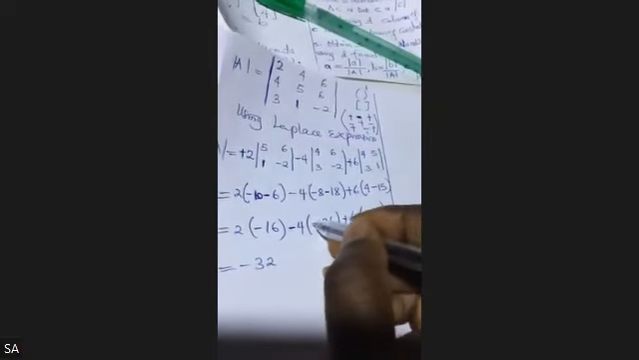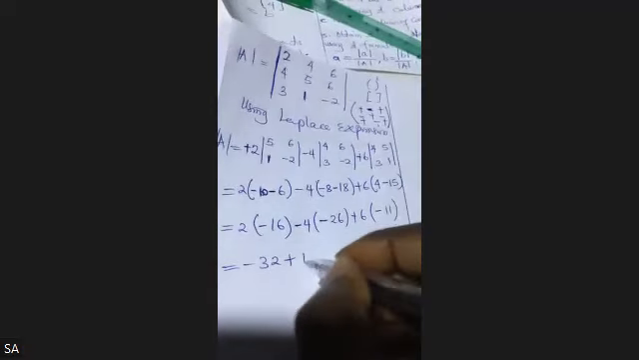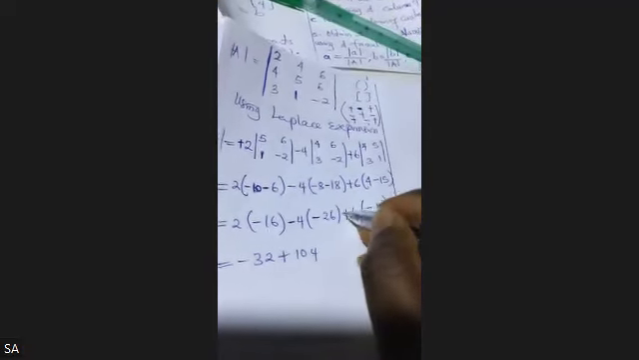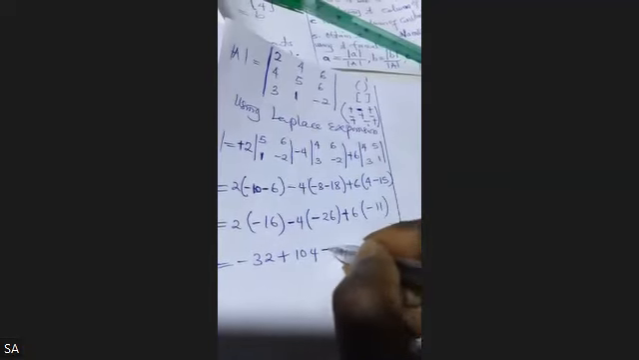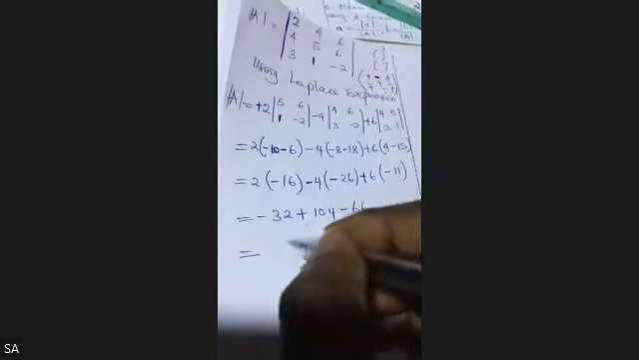Minus 32. Now, class, minus multiplied by minus is plus. 4 times 26 is 104. Plus times minus is what? Is minus. 6 times 11 is 66. So let's sort everything out. This will be 104 minus 66 minus 32. The answer is 6. So the determinant is 6.